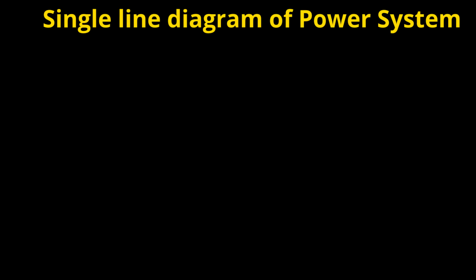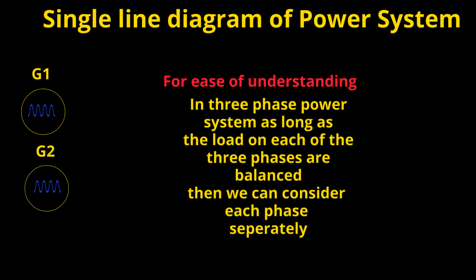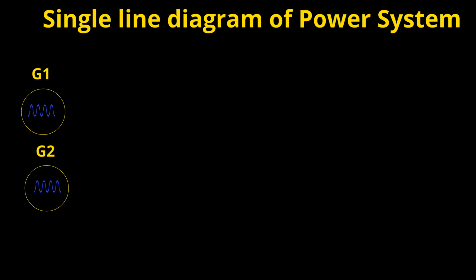Now we will see how to draw a single line diagram for this system. For drawing a single line diagram, we are considering here two generators which are typically supplying three-phase. We are naming as G1 and G2. In three-phase power system, as long as the load on each of the three phases are balanced, then we can consider each phase separately. So instead of drawing three lines from the generator, we can draw single line because we consider the load is balanced. And now this type of representation we can call as one line diagram, or in power system terminology we can call it as single line diagram.